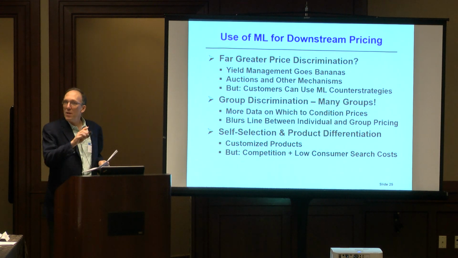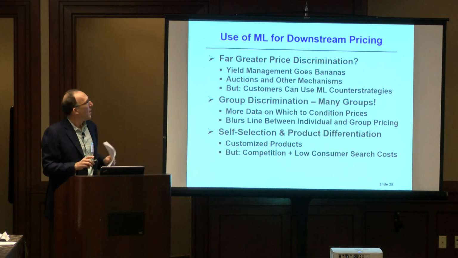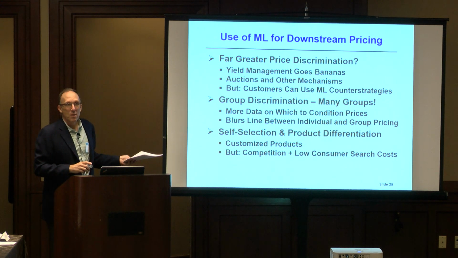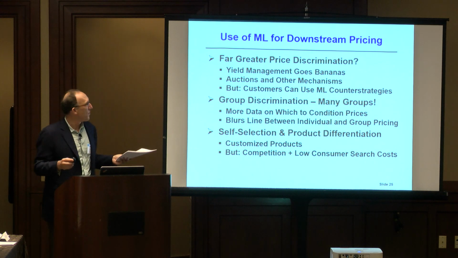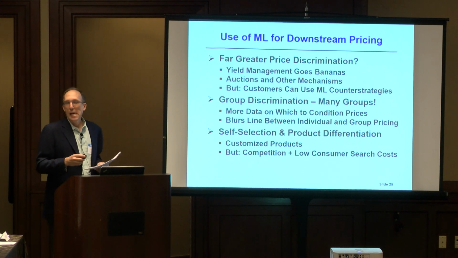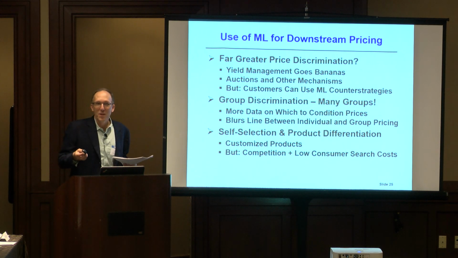Then just two other topics I will just flag and then stop. One is, how will people use machine learning for pricing and to engage in more sophisticated price discrimination? I think we know a lot about price discrimination. We've seen that happen with information technology already.